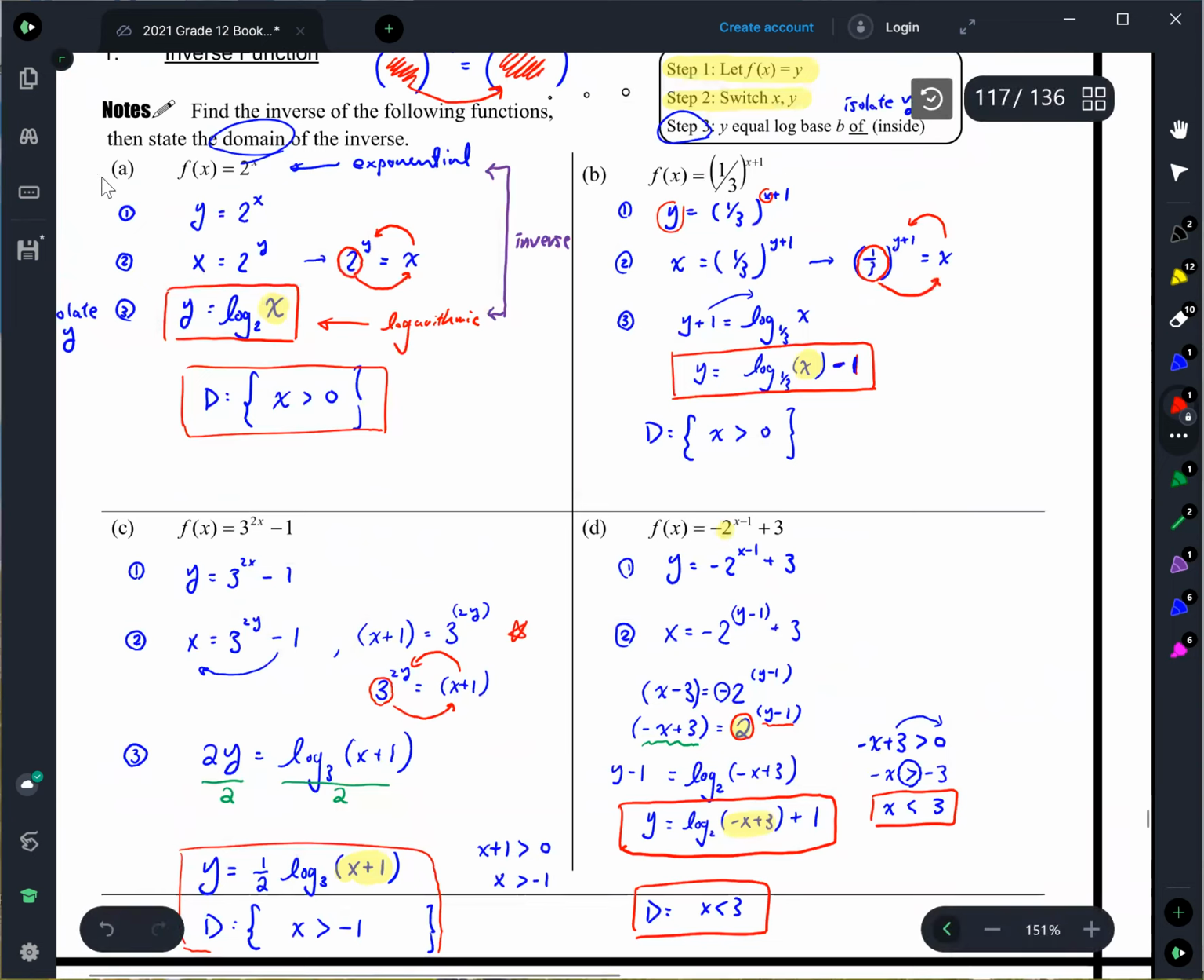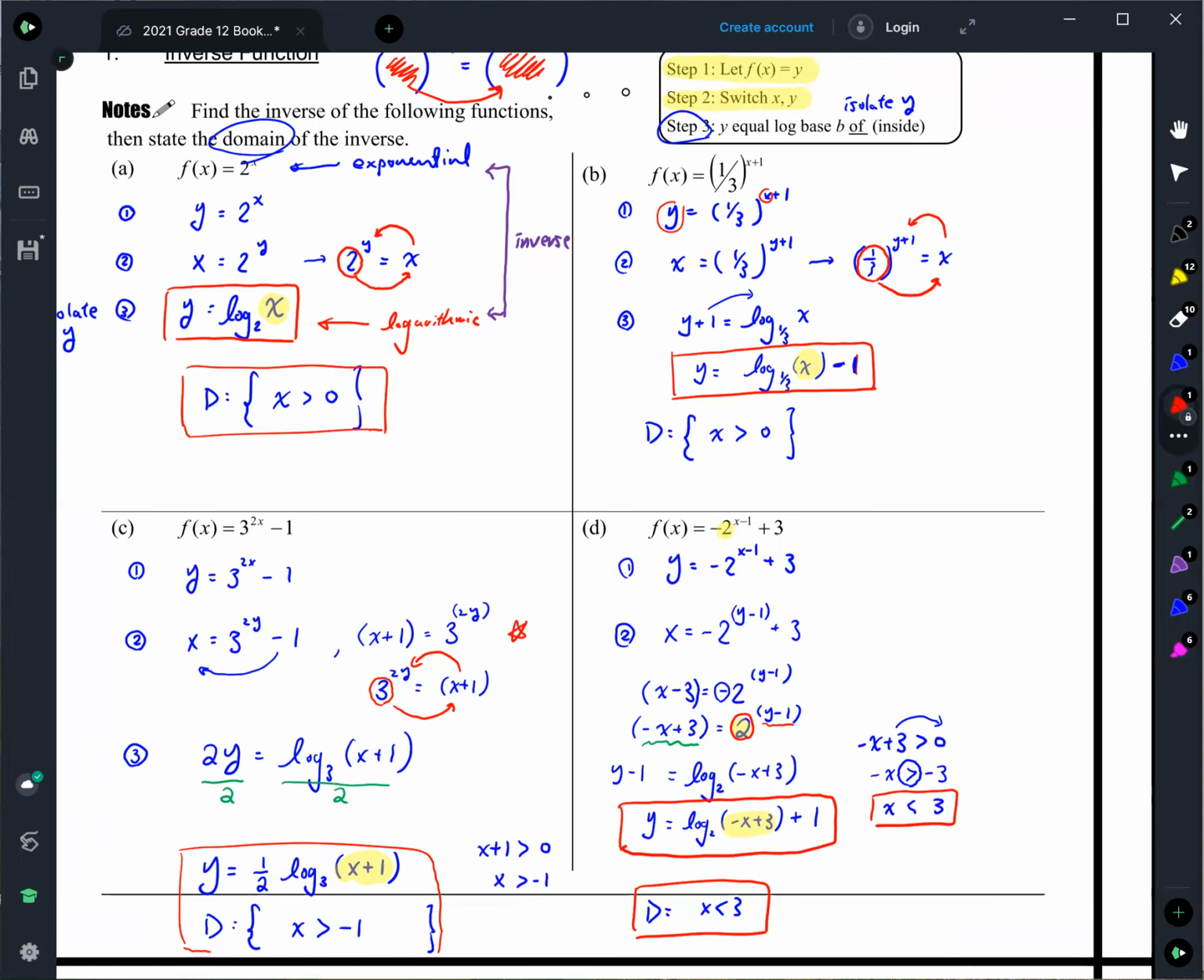So the question can be as simple as question A, where you just do the counterclockwise and that's all, or it could be as complicated as question D. All right, please raise your hand if you finish all the notes. Okay, Jocelyn, do you need more time?